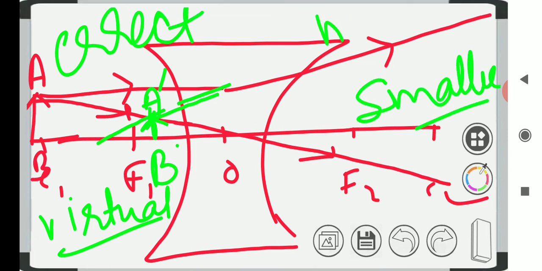So in our next video we will discuss the uses of the concave and convex lens.